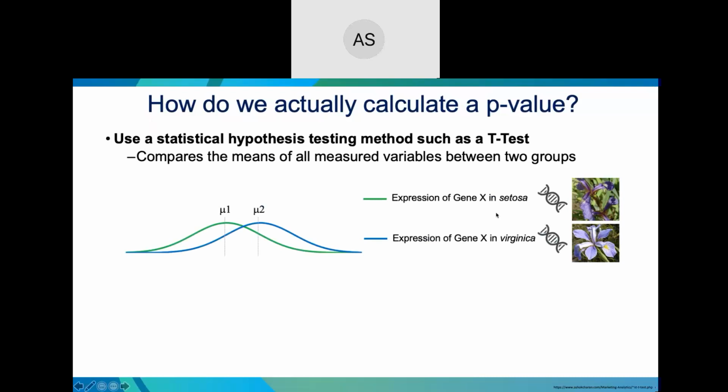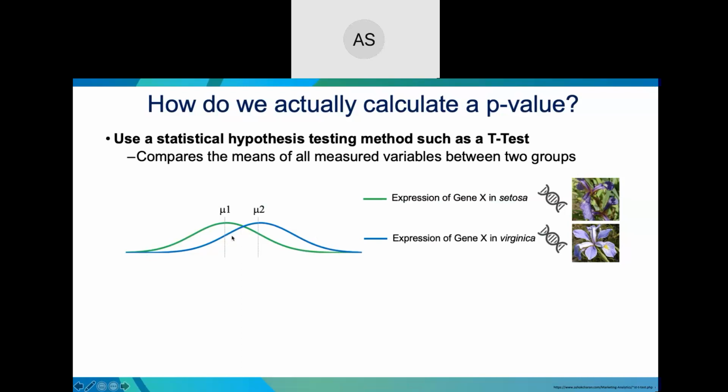So in Mel's experiment, let's say Mel wanted to compare the expression of all the genes in Setosa versus the expression of all the genes in Virginica, and come up with how many genes have significant differential expression between these two species. Well, the t-test will go gene by gene. So let's say right now we're looking at just gene X, one gene, and we'll take the distribution of all the expression values across all of the Setosa flower samples. That's here in green. That's the distribution in Setosa for gene X.